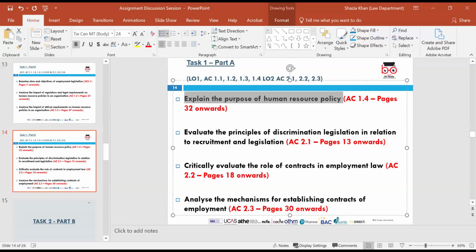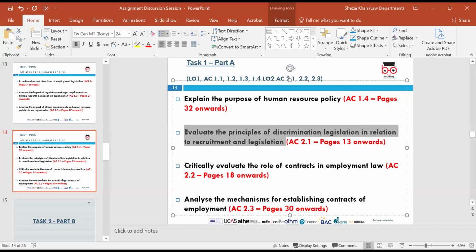So what do we mean by human resource policy? What is the importance of it? Why the development of workplace policies, and the importance of them as well? Okay, so then the next one, you've got evaluate the principles of discrimination legislation in relation to recruitment and legislation.